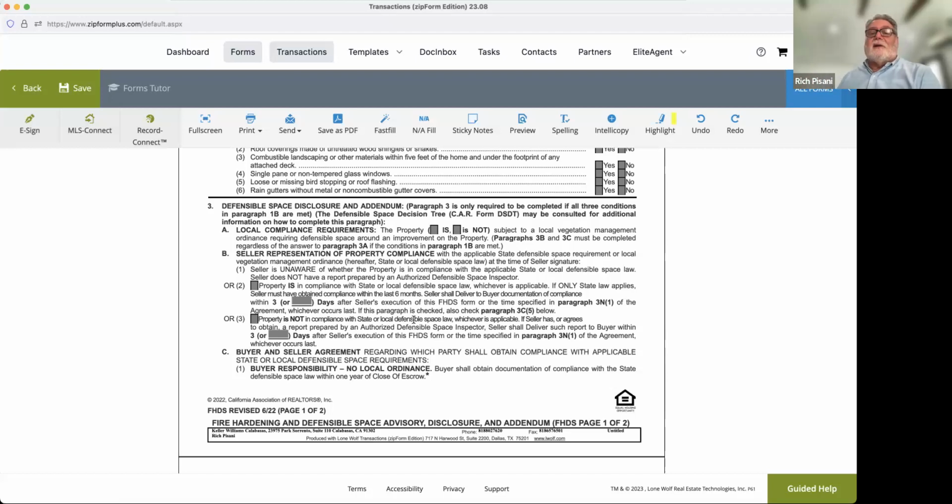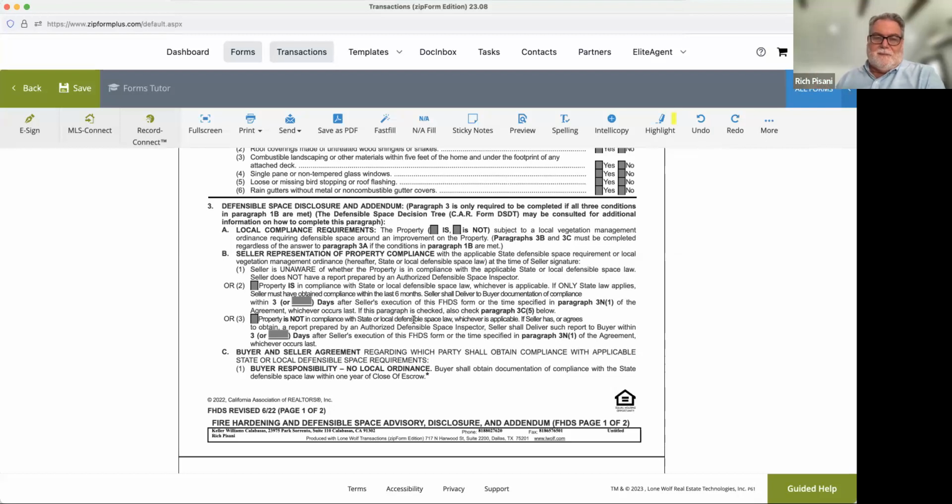But a lot of properties that are in a high or very high fire zone are not required to do that. If you don't live on a mountainside or a hillside and have vegetation around, but you're in a high fire zone, chances are they don't. But the seller should know this. So that first section, the seller should know the answer to that question as to whether they are or are not required to clear vegetation.